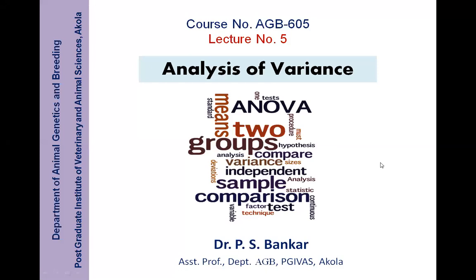So today we are going to learn something about analysis of variance, which is our next topic in the course number AGB 605. In the earlier lectures, we have already studied, or revised, the basic statistical tools which we are supposed to use in breeding. We have also seen the basic operations of matrices: addition, subtraction, multiplication, determinants of the matrix, how to calculate a determinant, and how to invert the matrix.